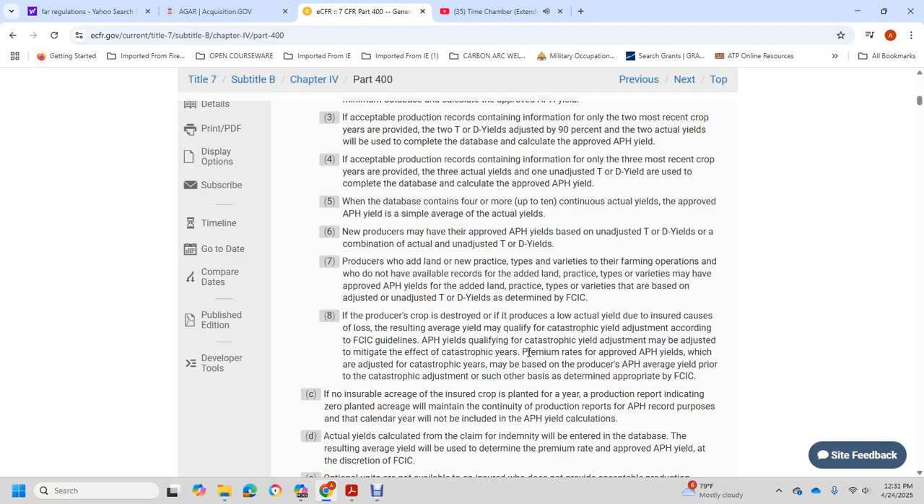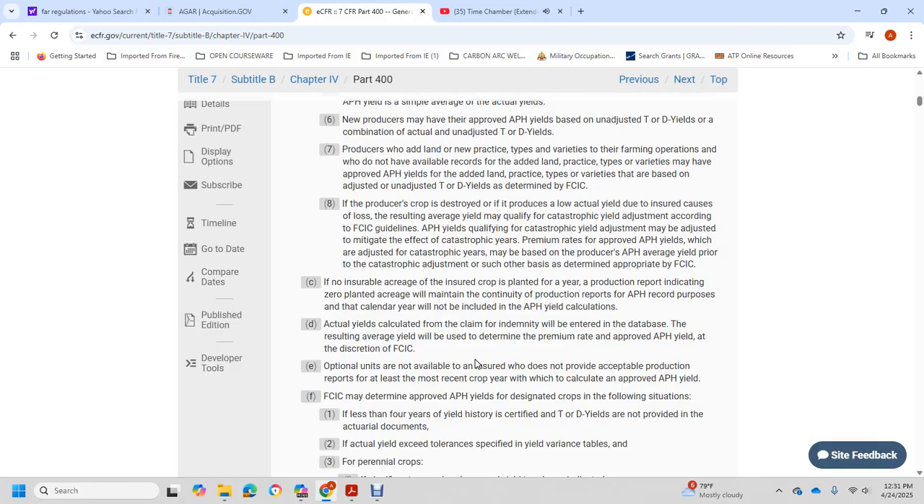Non-insurable acreage: the insured operator planning for a year with the production report indicating zero planting of the acreage that will be maintained should continue with the production report for the actual production history record. For the purpose of the calendar year, it is not included in the actual production history yield calculation. Calculate the claim, enter it in the database, and the result is the average yield.